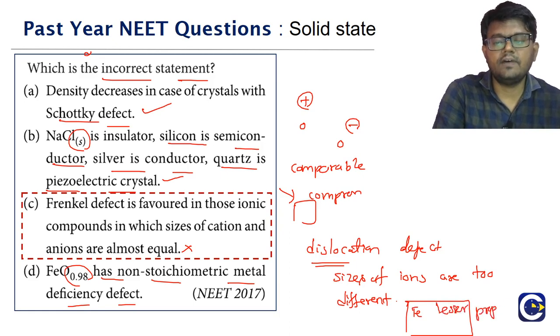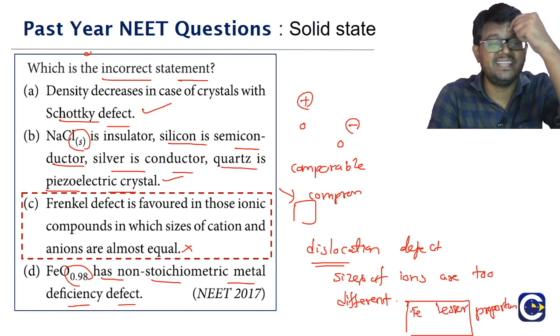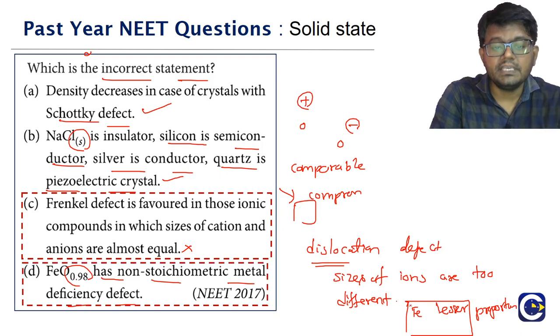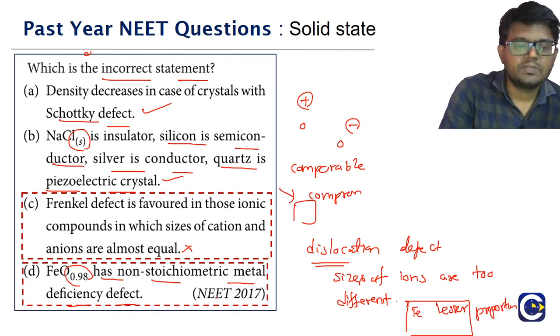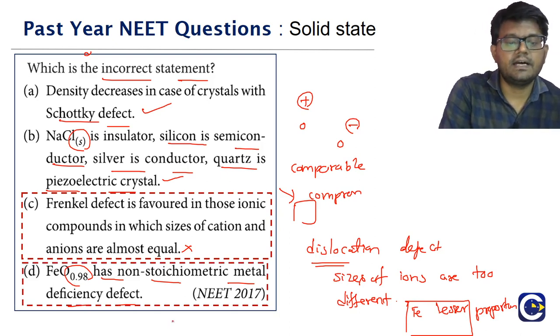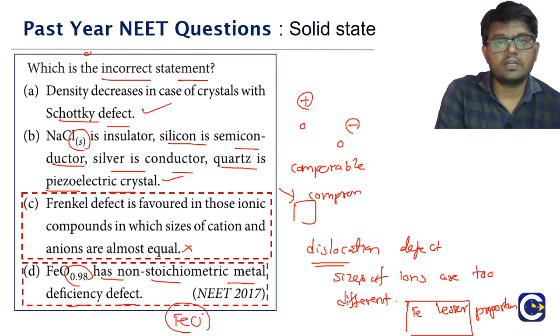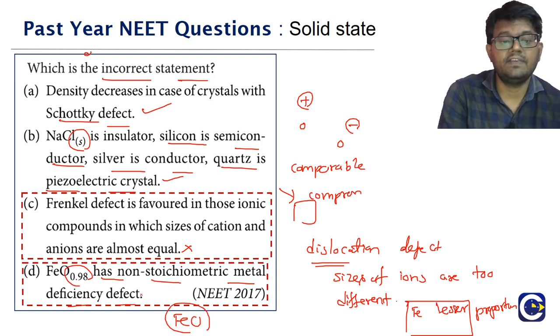So if we had a metal deficiency defect, the iron would have been in lesser proportion and not the oxygen. So option D is also incorrect. Here, if you compare this with FeO, we are in fact having excess metal. We are not having a metal deficiency defect.